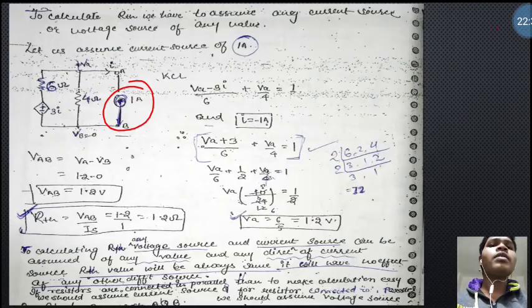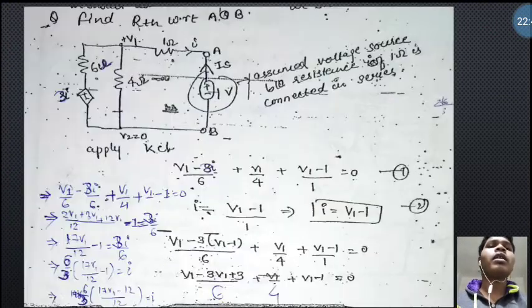we can calculate the RTH value. In the previous question we took a current of 1 ampere, but in this question we are taking a voltage, that is 1 volt. And the direction of current is in this direction. So first apply KVL here. So V1 minus 3I, and we are taking this voltage as 0, and this voltage we are taking as our direction.